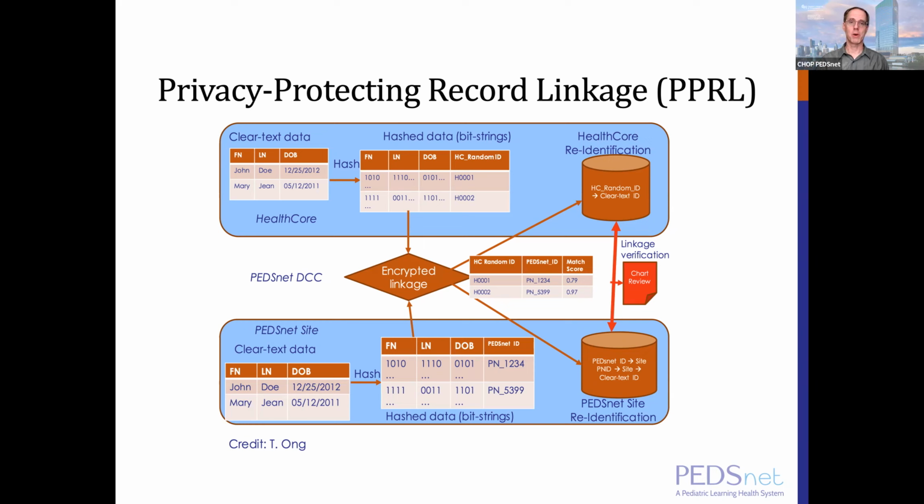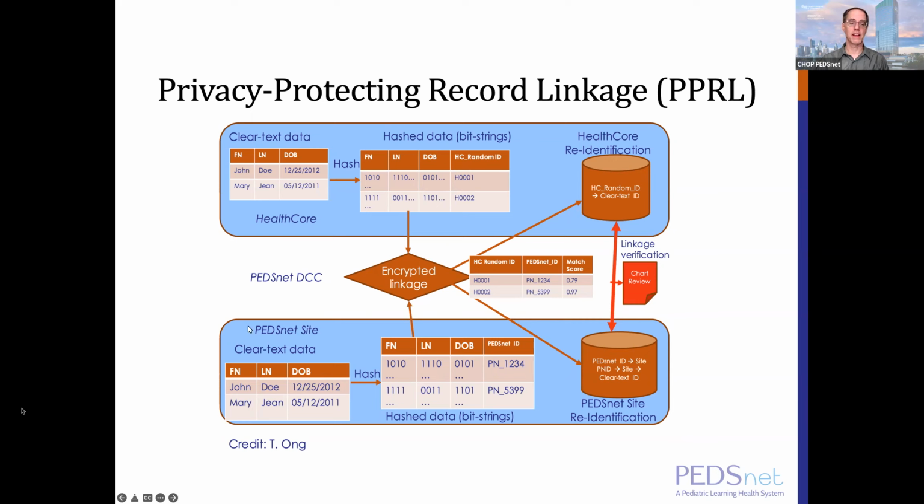Because most individual identifiers are not present in the PEDSnet data, clear text linkage, so the process of lining up names and addresses, for instance, or social security numbers, is not really an option. What we do in PEDSnet is adopt one of two alternate processes, which you'll hear more about in the future. The first is something called privacy protecting or privacy preserving record linkage. The principle here is fairly simple.